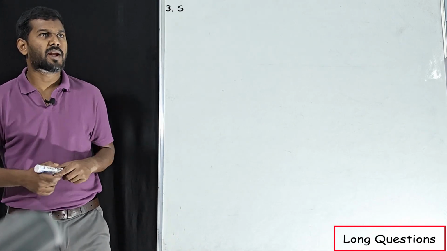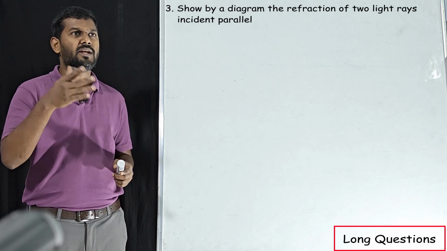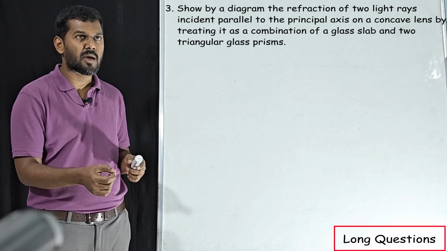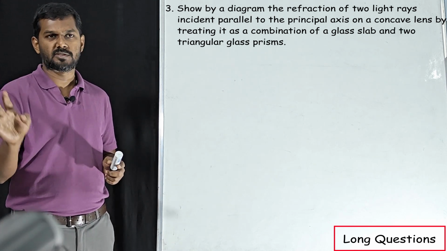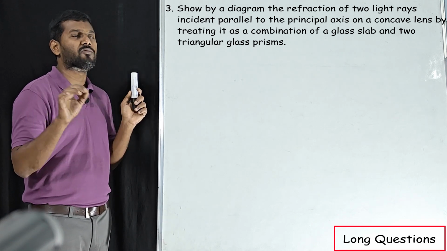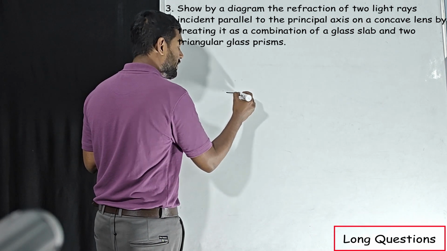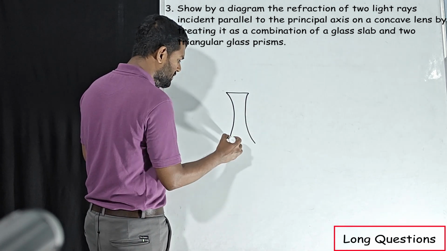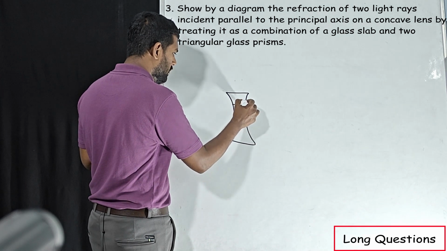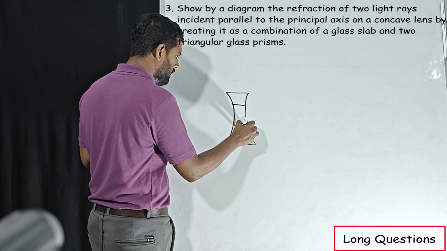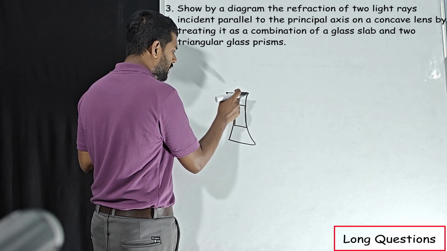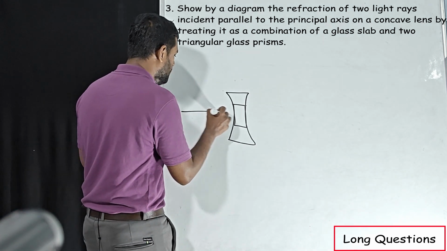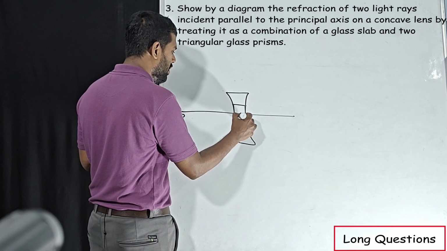Our next question: show by a diagram the refraction of two light rays incident parallel to the principal axis on a concave lens, by treating it as a combination of a glass slab and two triangular glass prisms. The same question, but here we have to take the concave lens. So draw the concave lens first. Once you draw it, split it into a rectangular glass slab and triangular prisms. The diagram is done, and this is the principal axis, this is the optic center.